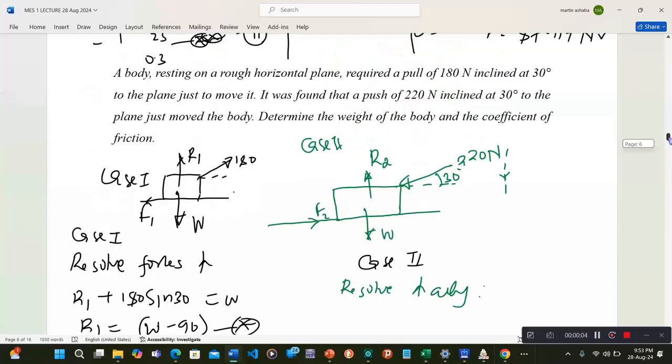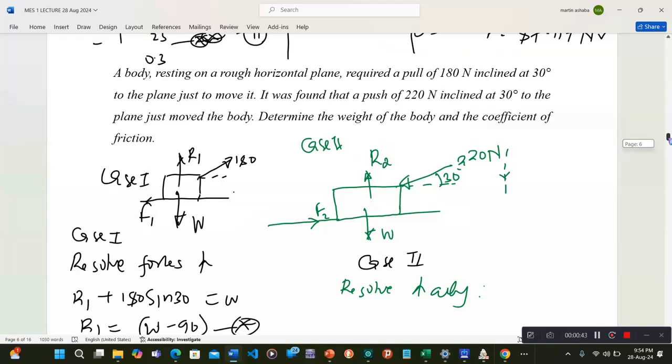I said if I resolve forces, considering case 1, I'm going to resolve forces vertically and horizontally. So when I consider case 1 where there is a pull of 180 newtons at an angle of 30 degrees, as the question says, if I draw the free body diagram, I indicate the forces R1, which is the normal reaction, and F1, which is the frictional force in the opposite direction of the force 180, then W, which is the weight of the body vertically downwards.